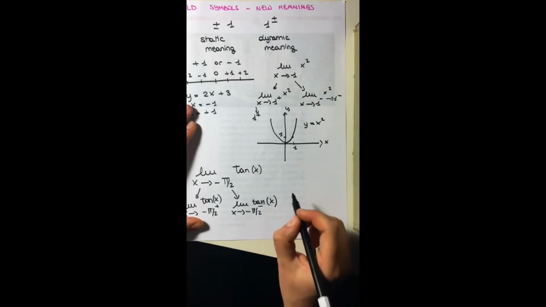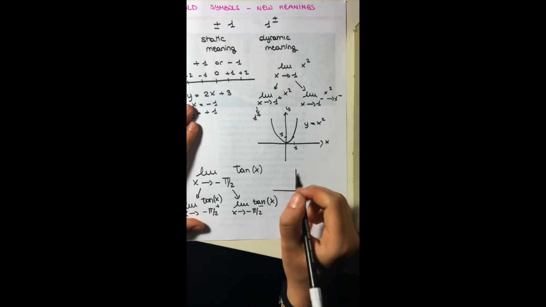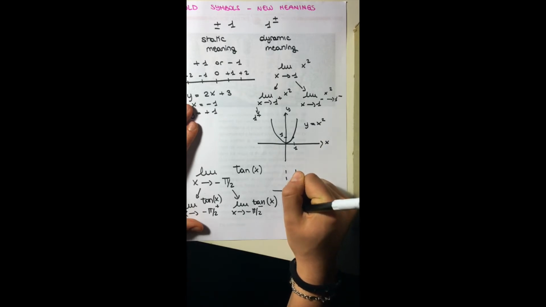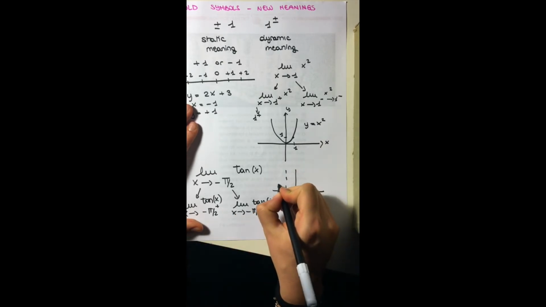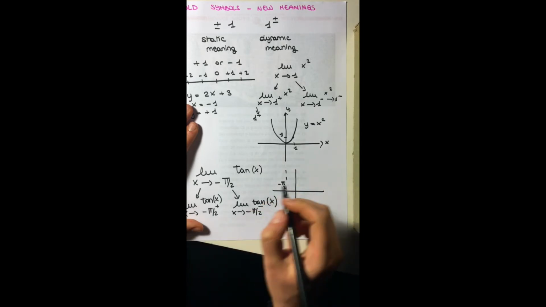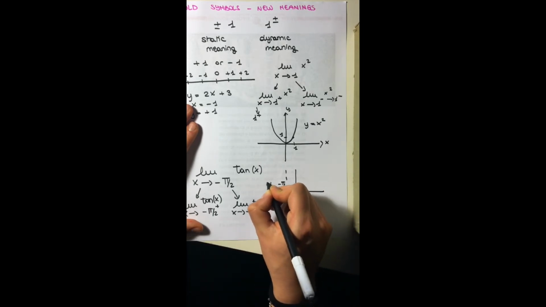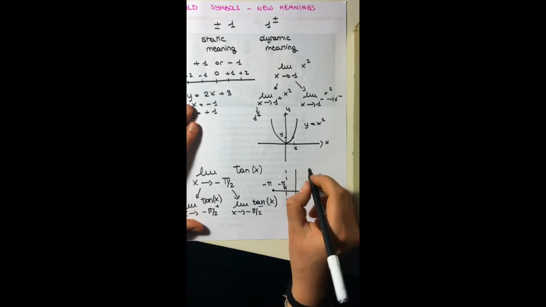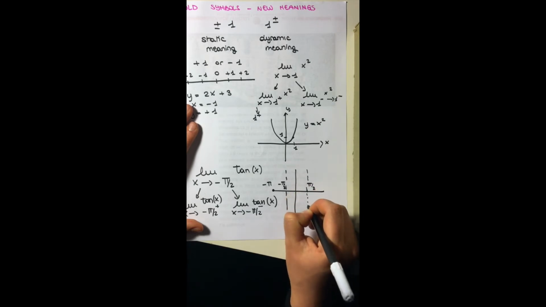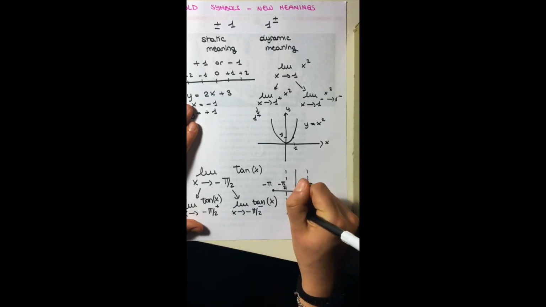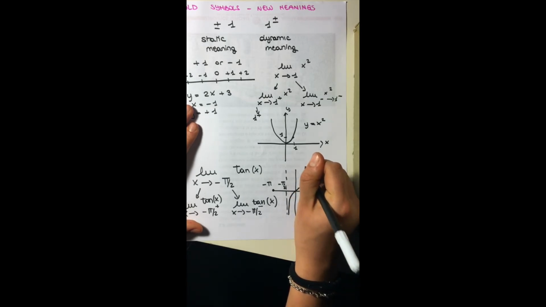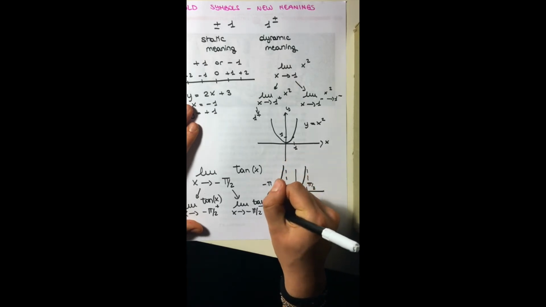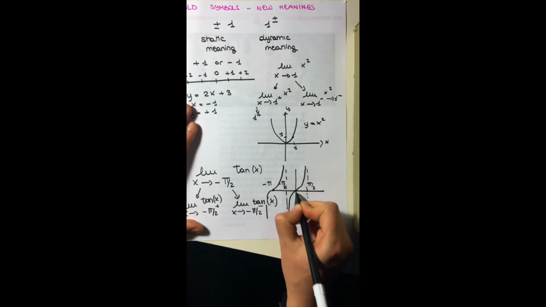So let's draw the graph with the asymptote. Here negative pi divided by 2. Here we have negative pi. Here we have positive pi divided by 2, so another asymptote. This is my graph. And here we have 0.